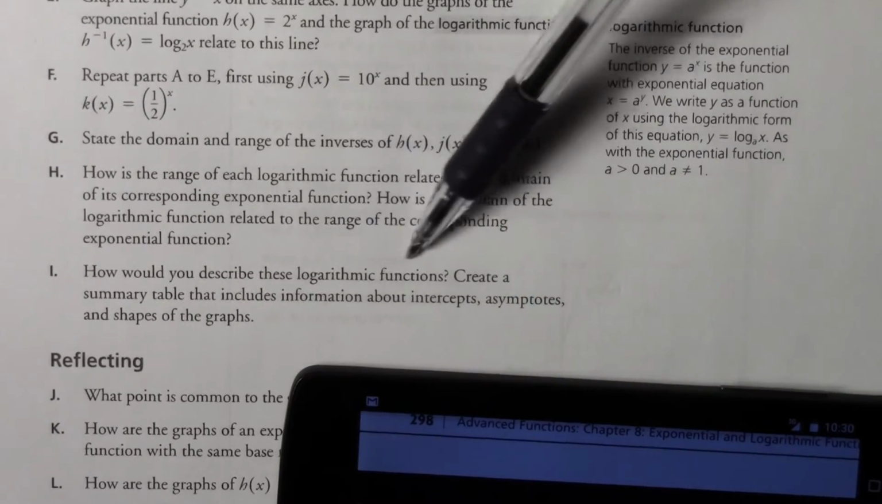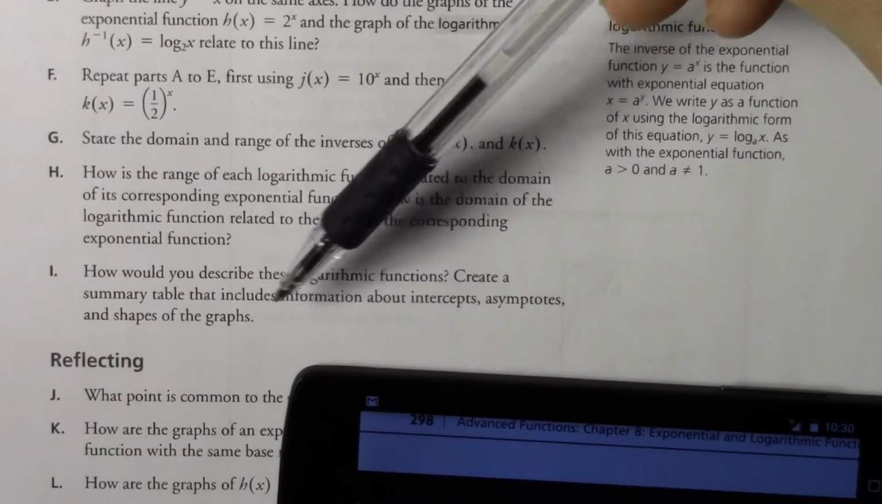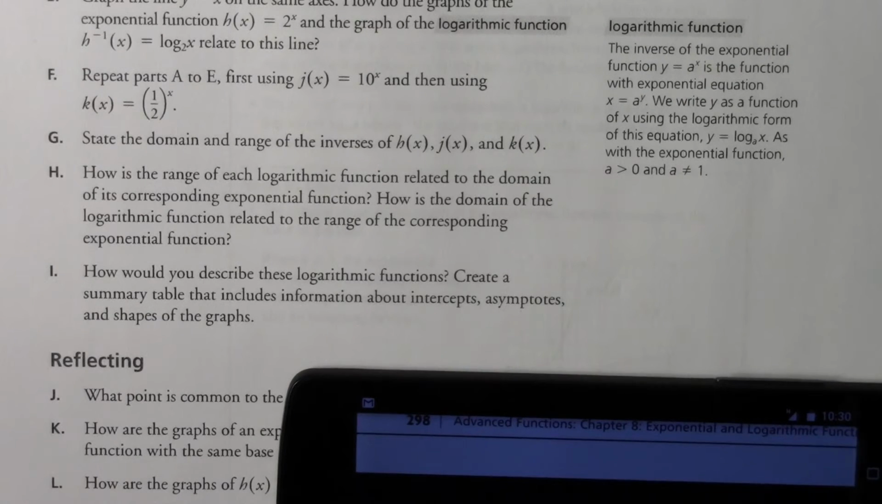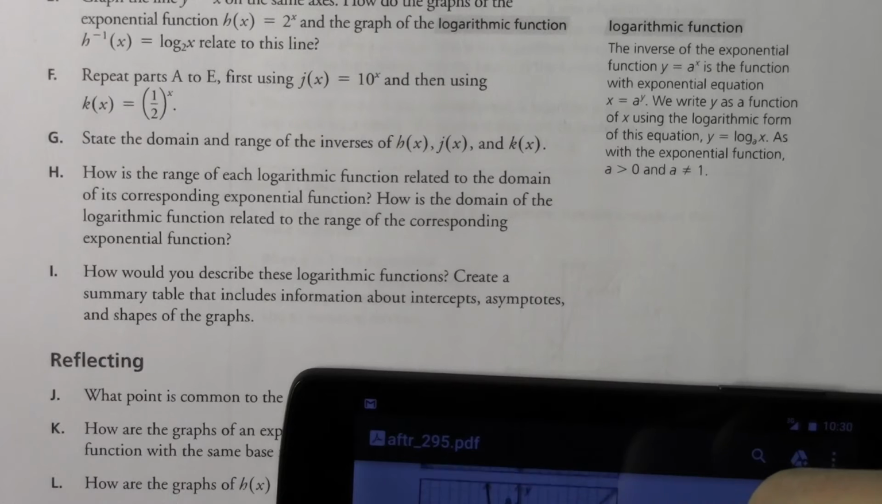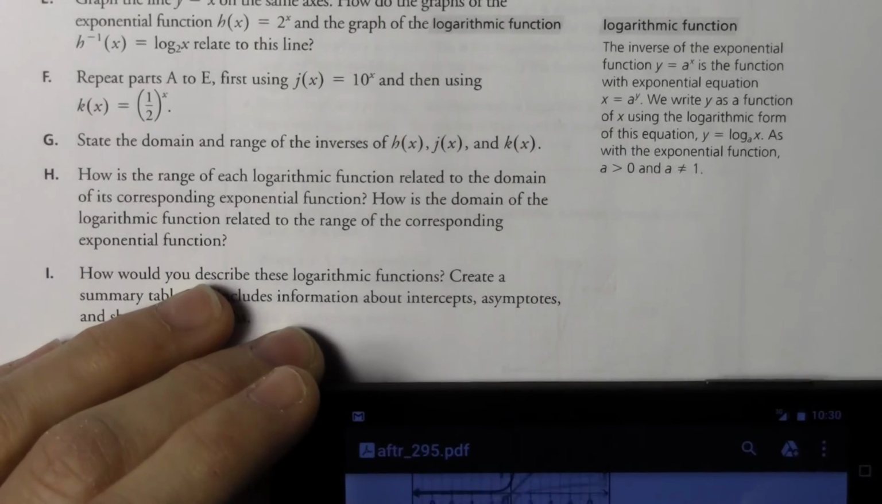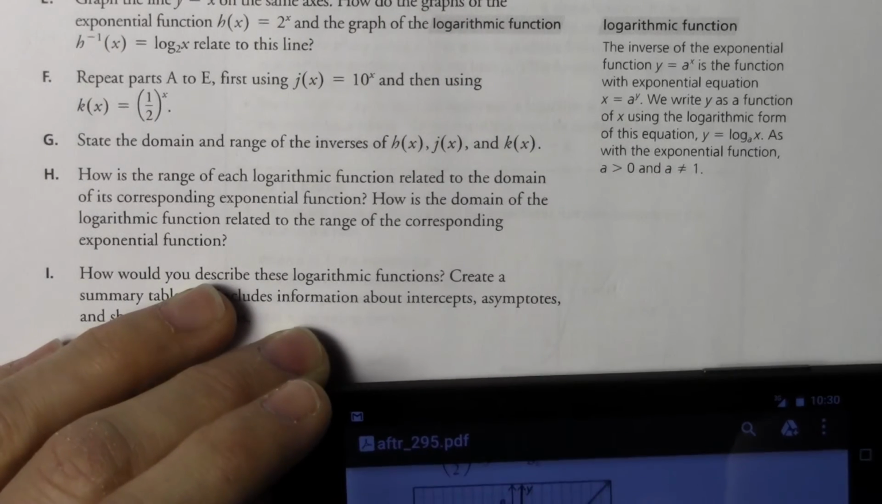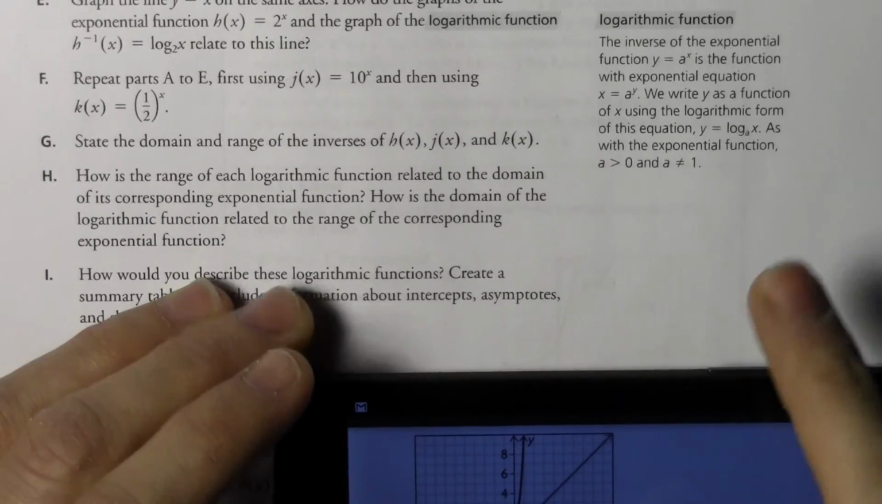How would you describe these logarithmic functions? Create a summary table and include information about intercepts, asymptotes, and shapes of graphs. Okay, so let's figure that one out. We'll look at these two graphs here.